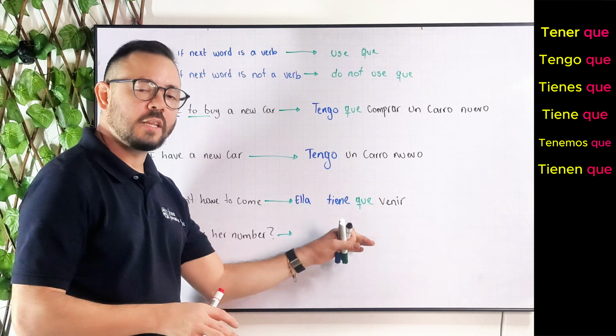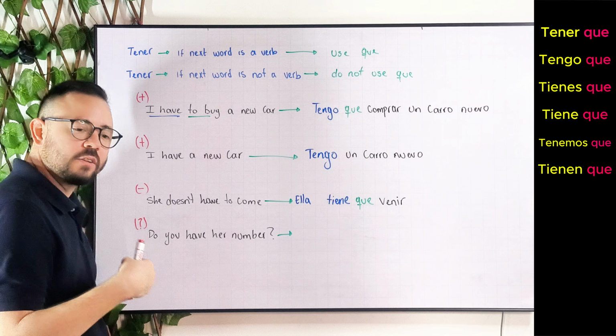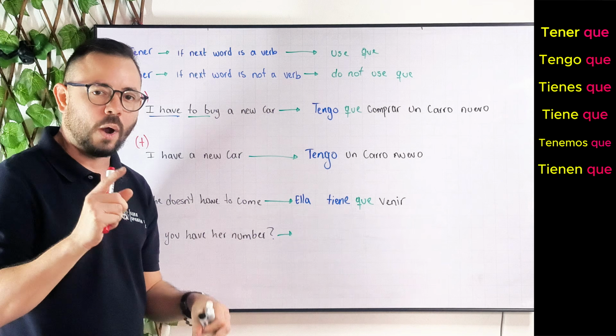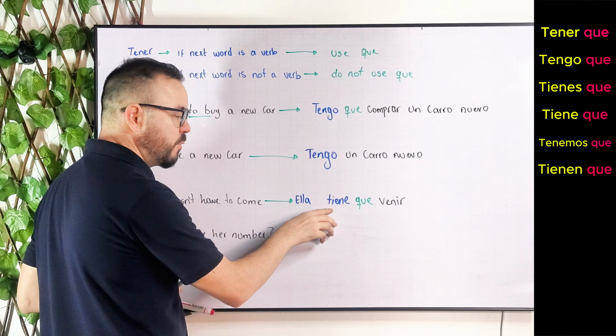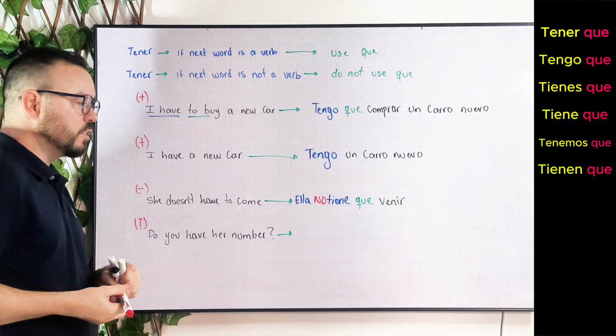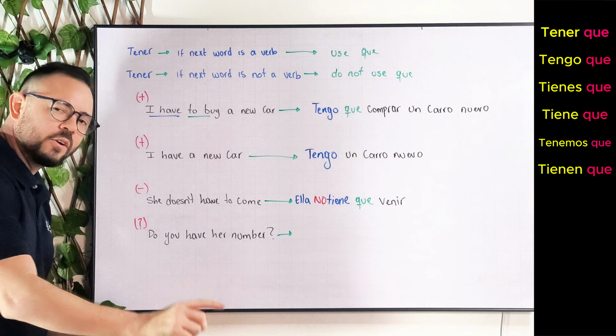Now we have ella tiene que venir, like she has to come, but that's the positive form. But we don't need the positive form, we need negative form. So the only thing we need to do is just add no right before the first verb. In this case, the first verb is just this tiene. That means we're just going to add no here. So we are just going to say ella no tiene que venir. And that's it. See?